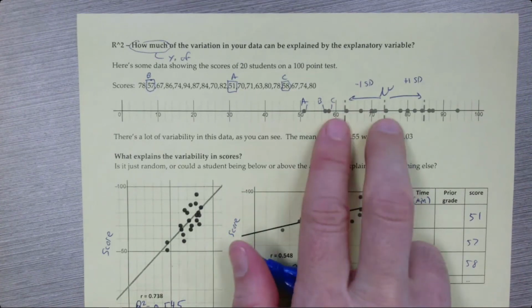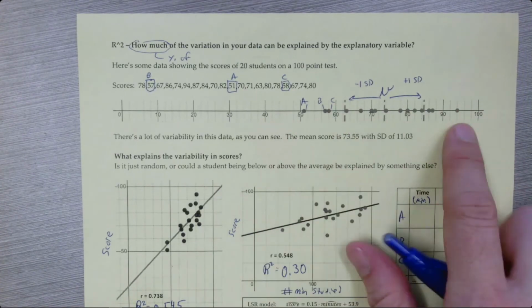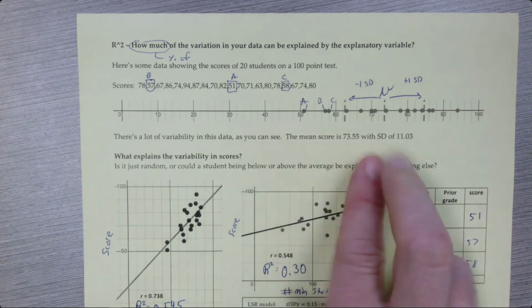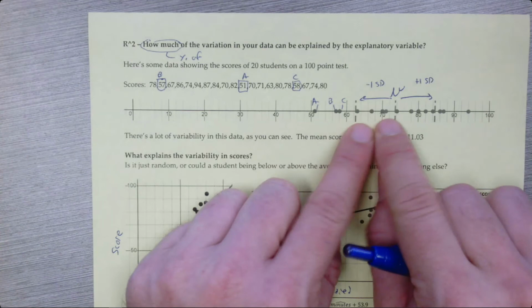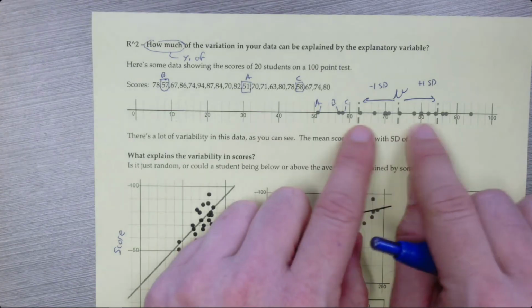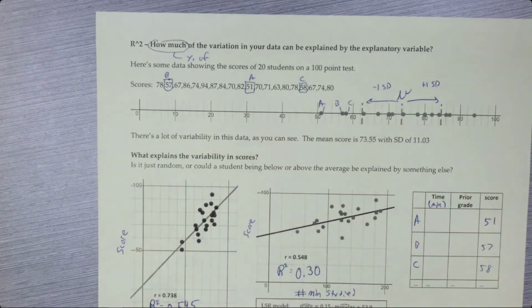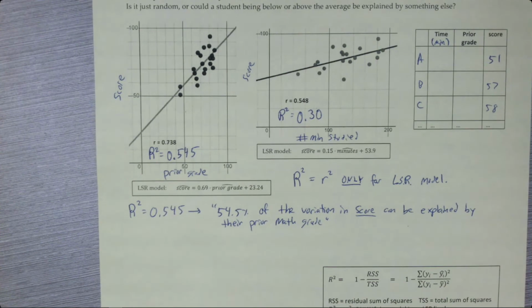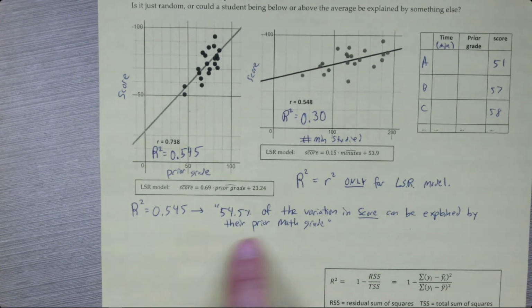So we're trying to explain all of these distances from the mean value that we saw originally. And so it's not about how many data points, it's about how much of all of those added up differences, how much of all of those added up distances can be explained by this other variable. So that's what we mean when we say how much of the variability or how much of the variation can be explained.